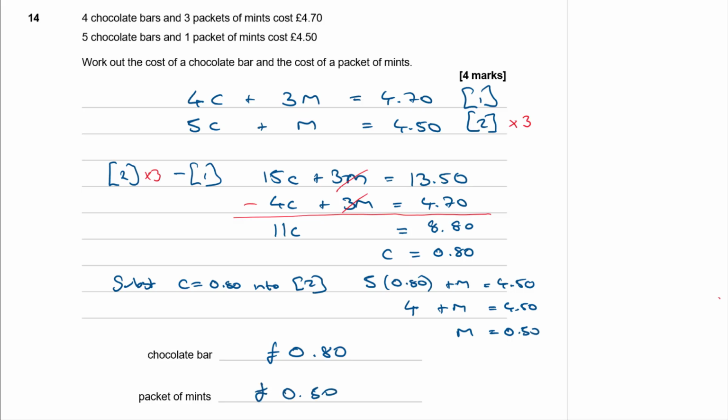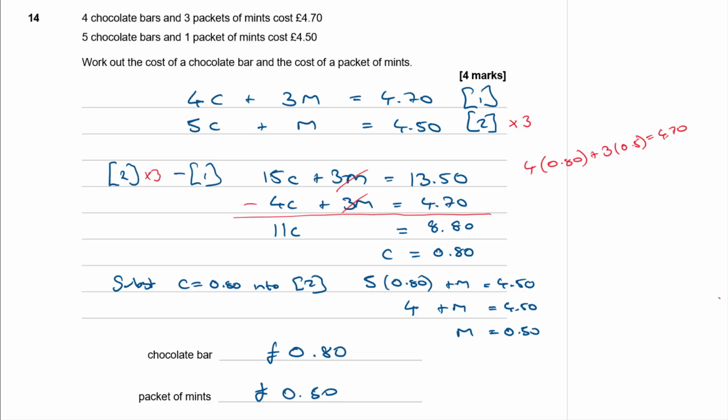Now you might want to check this by subbing both numbers quickly into the other equation that you didn't use. So I used equation 2 to find m, so subbing both numbers into equation 1 just as a quick check. So is 4 lots of 80 pence plus 3 lots of 50 pence equal to £4.70? Kind of gone off the edge of the page there. Let's just come back in a little bit.